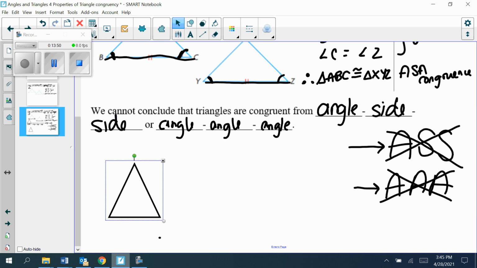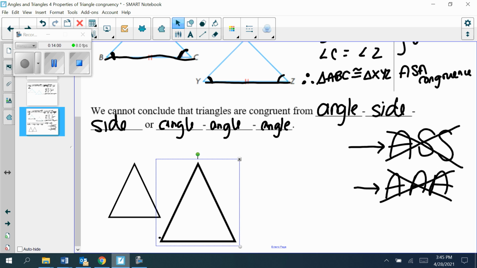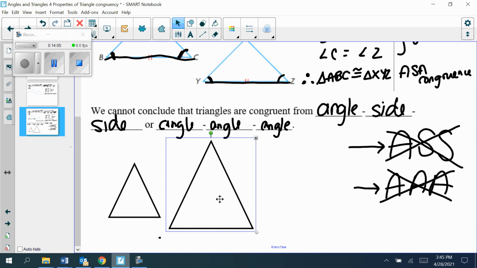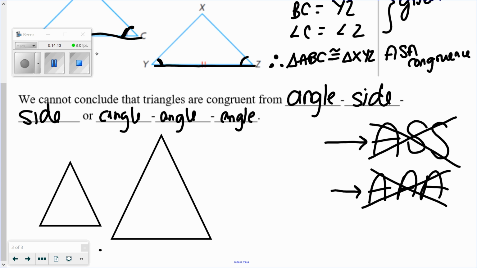If I work hard enough, I can get this one on top. So they're congruent right now. And so if I measured their angles, they would have whatever angles. But now if I take this, I'm going to scale it up. So if I measured these out, we would find that this angle would be the same measure as this angle, and this angle would be the same measure as this angle, and this angle is equal to this angle. But you can see that those triangles are not congruent.